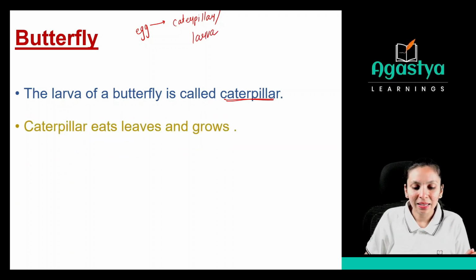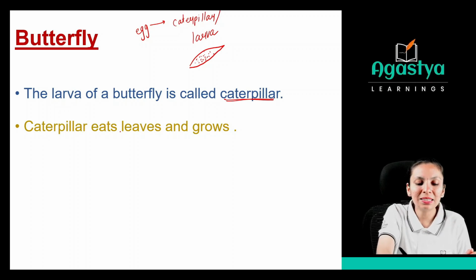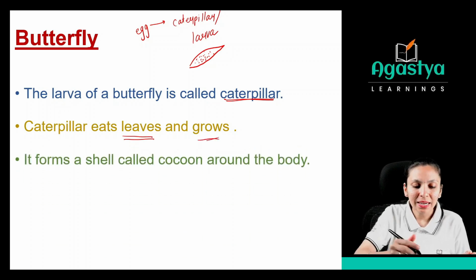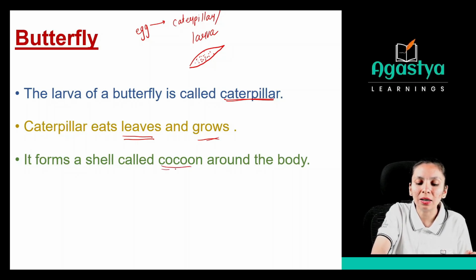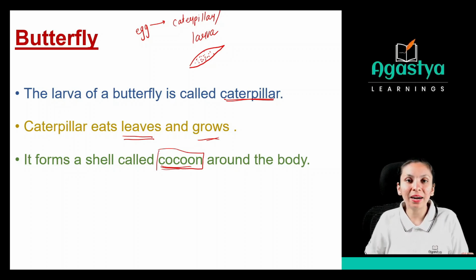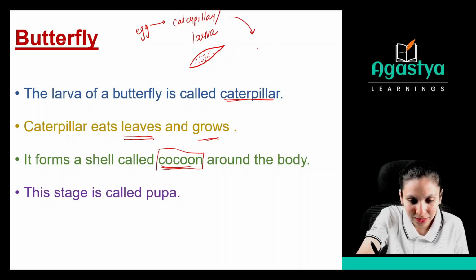From this larva, it is there on the leaves only, right? So now this larva will get nutrition from this leaf, right? So this caterpillar lives and grows, right? As it grows, it forms a shell called a cocoon. How will you pronounce it? Cocoon. The shell of this larva around the body is called a cocoon. And this stage, which we have seen, is called pupa, right?